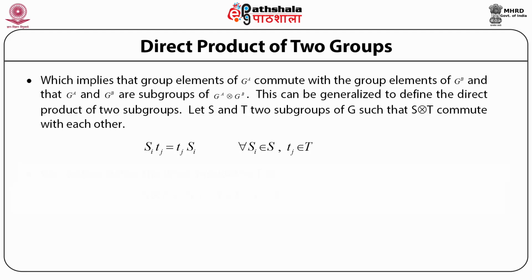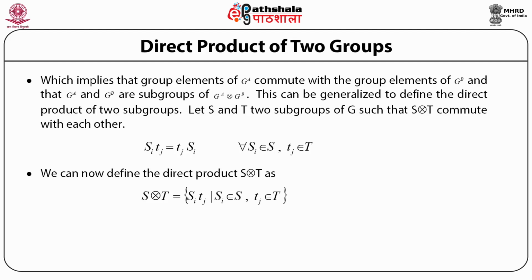This can be generalized to define the direct product of two subgroups. Let S and T be two subgroups of G such that S and T commute with each other. That is, SiTj is equal to TjSi for all Si belonging to the subgroup S and for all Tj belonging to the subgroup T. We can now define the direct product of these two subgroups S and T as S cross T equal to the elements SiTj, where the element Si belongs to the subgroup S and the element Tj belongs to the subgroup T.